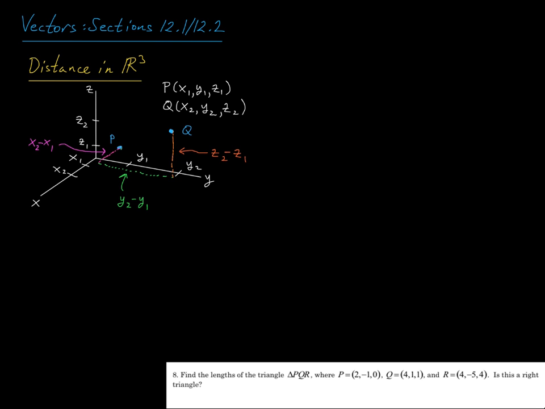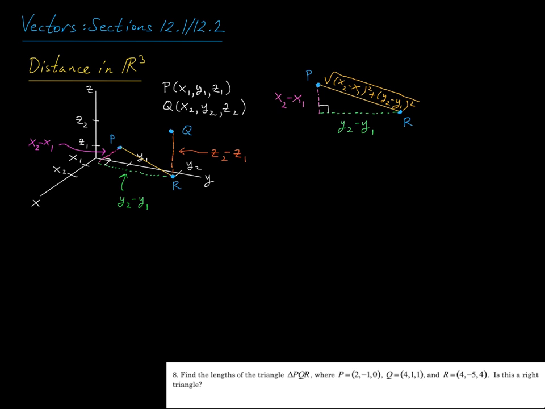Let's say we start at P, and we want to move to Q. We'll begin by moving parallel to the x-axis, and we have to move a distance equal to the difference in the x-coordinates of these 2 points. So this distance here in purple is x2 minus x1. Then we'll move parallel to the y-axis, a distance equal to the difference in the y-coordinates, so y2 minus y1. And finally we'll move parallel to the z-axis, a distance of z2 minus z1.